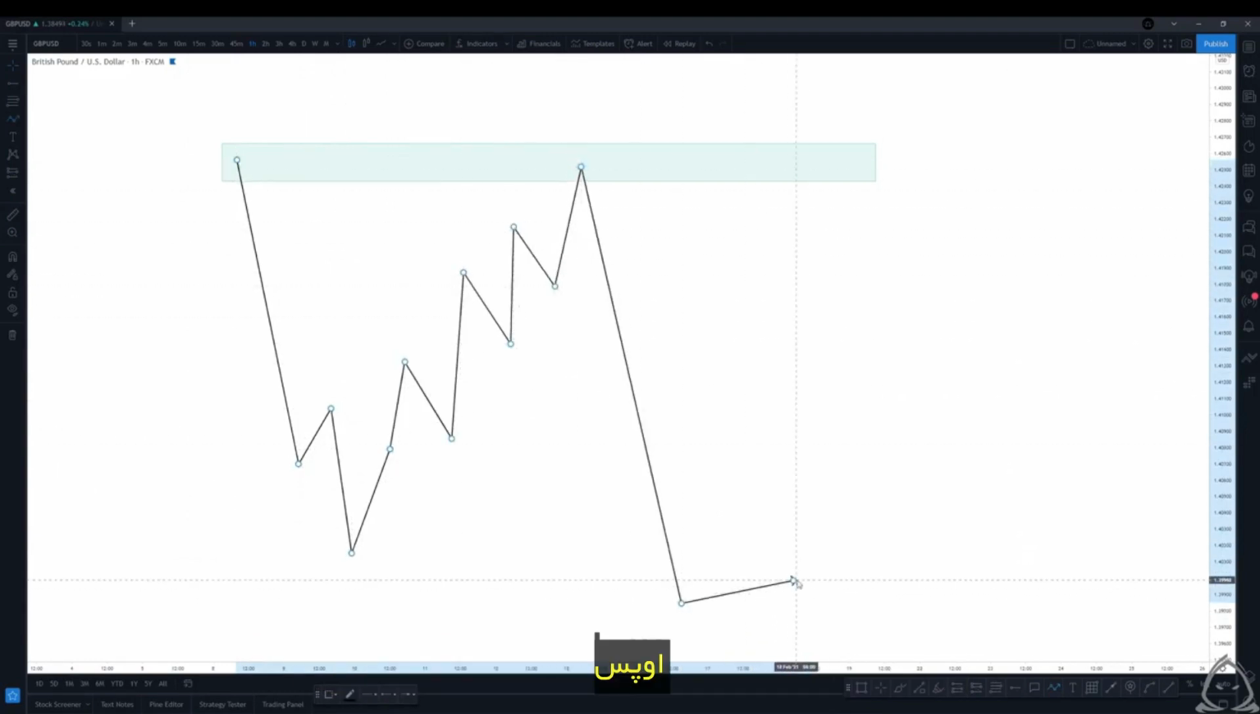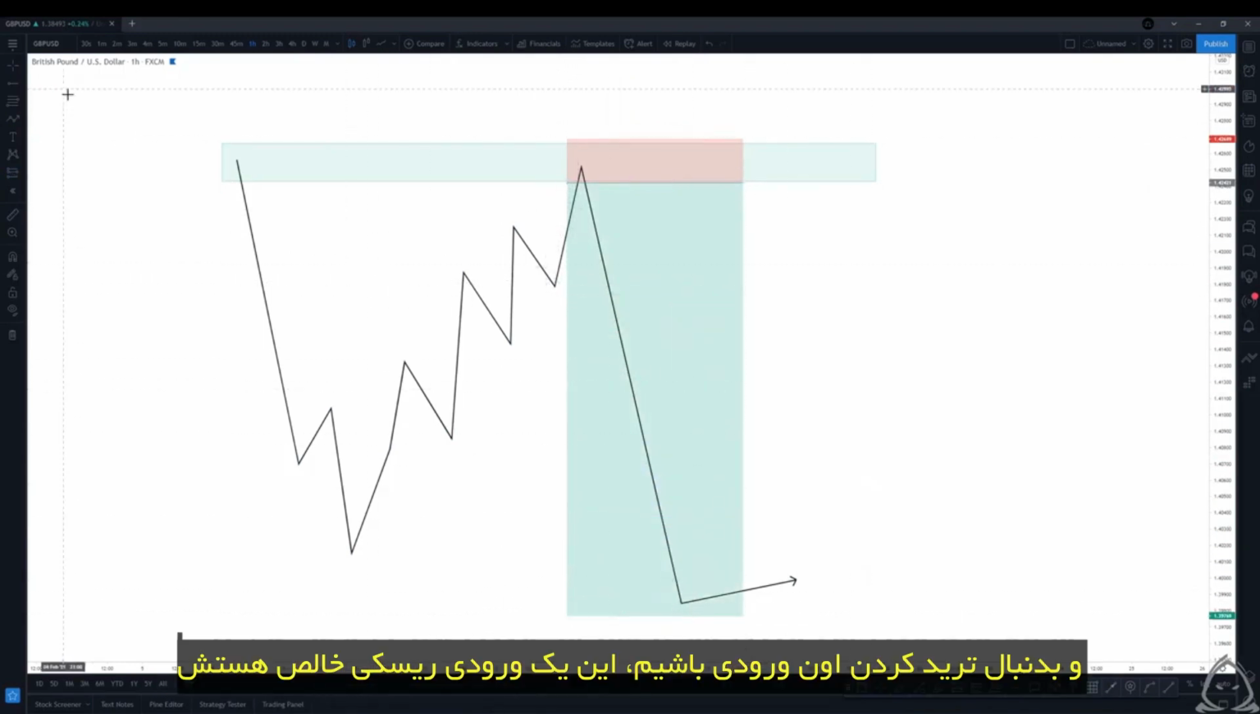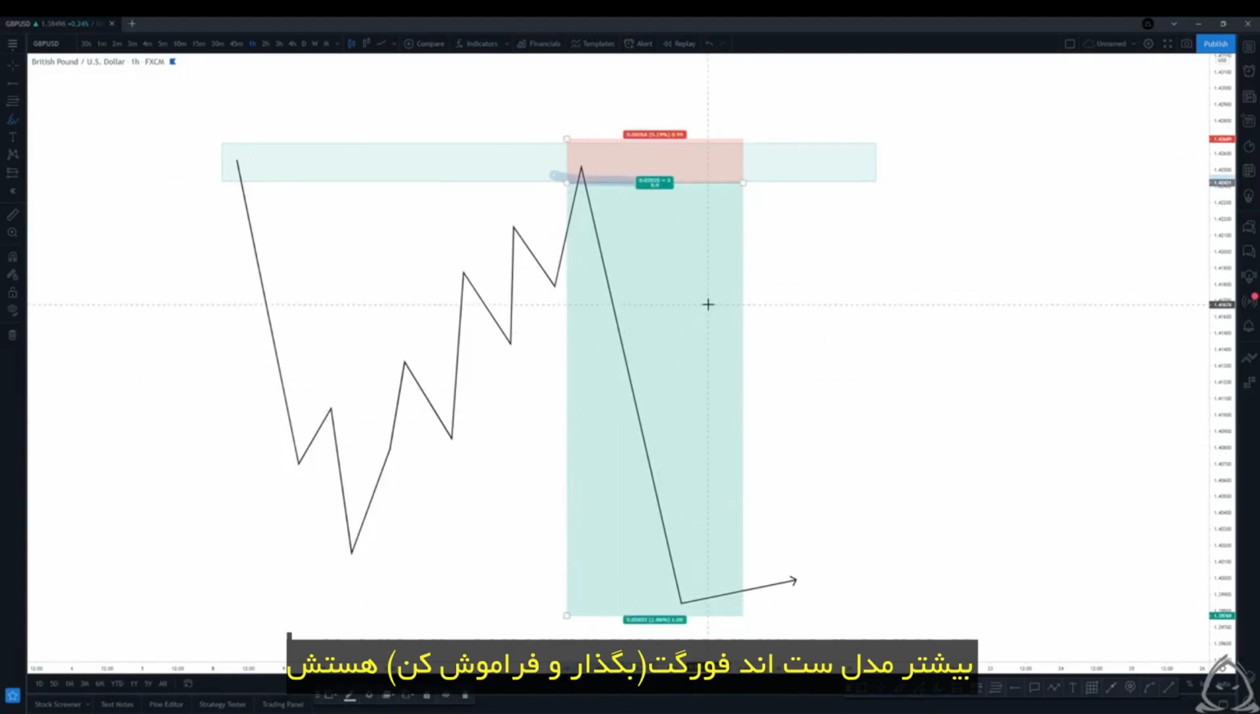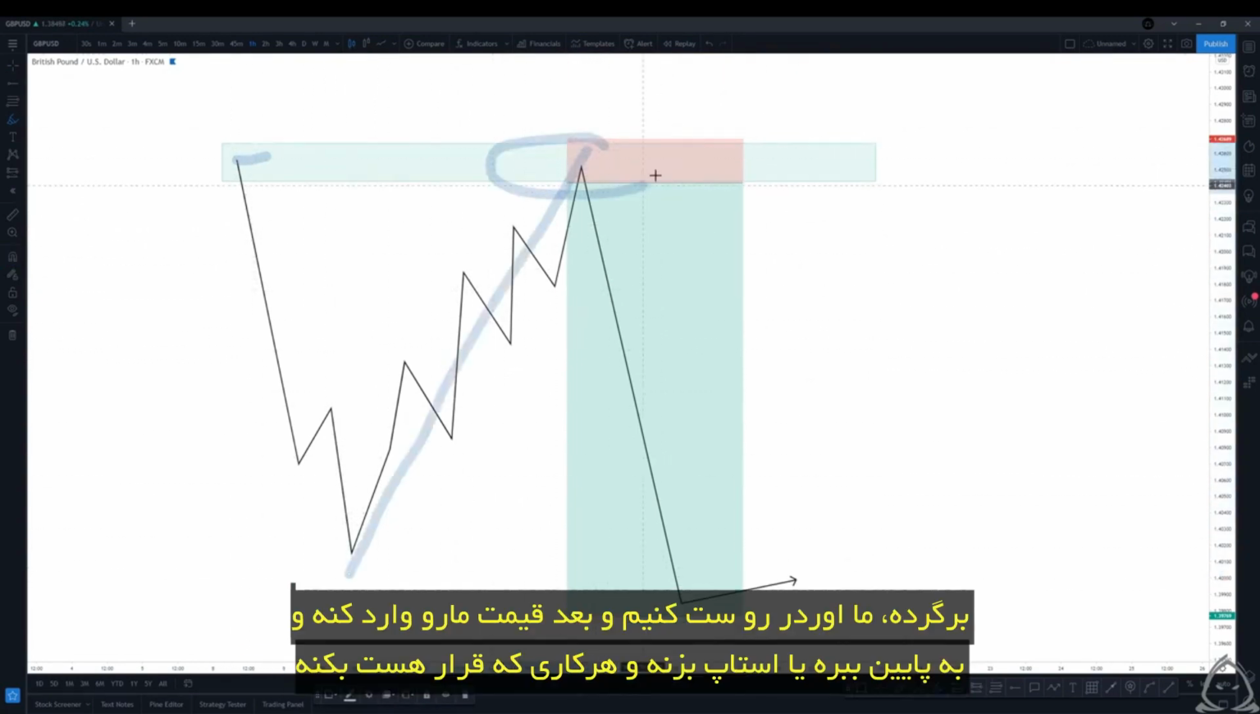If we are putting on a limit order on that 4-hour block with a stop loss around that 4-hour block and looking to trade that entry, this would be a pure risk entry. It's more of that set and forget style. We could refine this down to the 1 minute if we wanted to, but again, all we're really looking for is price to create a point of interest, come back, we set our limit order, and then price tags us in and continues or stops us out or whatever it does.